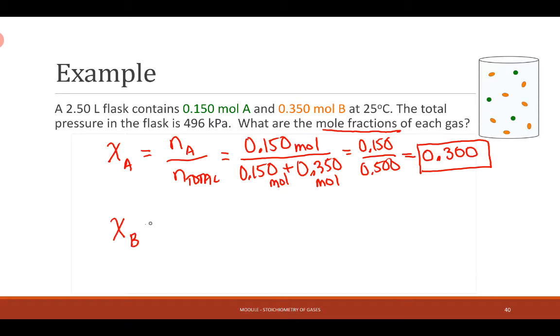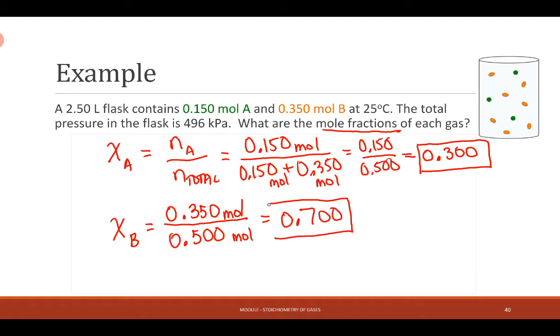Next, we can repeat the process for B. The moles of B is 0.350 moles, and the total number of moles is the same as here, and so that's 0.500 moles. And then that's going to equal 0.700. Again, no unit. Remember how percentages add up to 1? These are decimal formats, and so they should add up to 1.